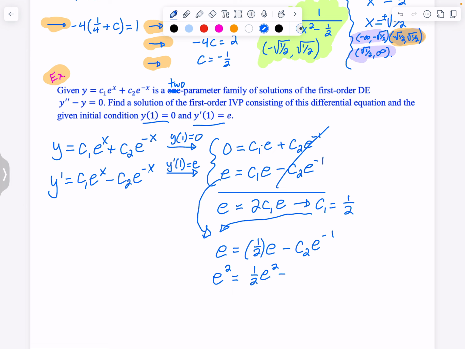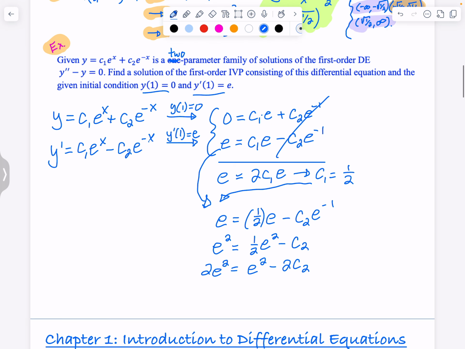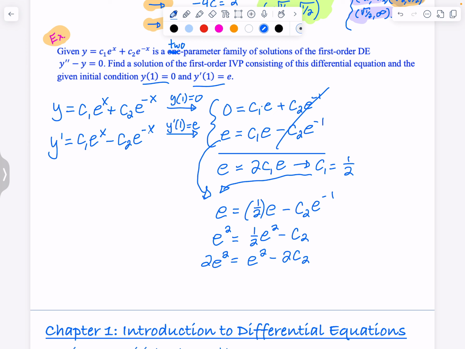e squared minus, and then we just get a c2. Now I don't even want to deal with the 1/2, so I'm going to multiply everything by 2. I do a lot of manipulation to just avoid things. Okay, now that's not too difficult to solve. I'm going to subtract the e squared over, so I just get positive e squared equals negative 2c2, which tells me that c2 is going to be negative 1/2 e squared.